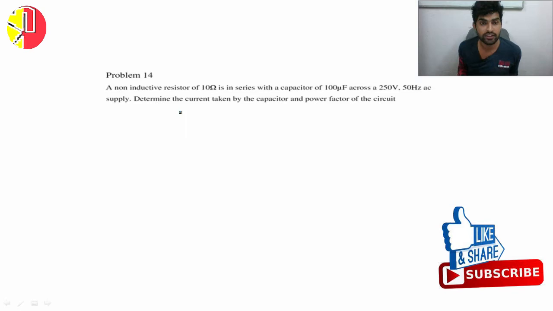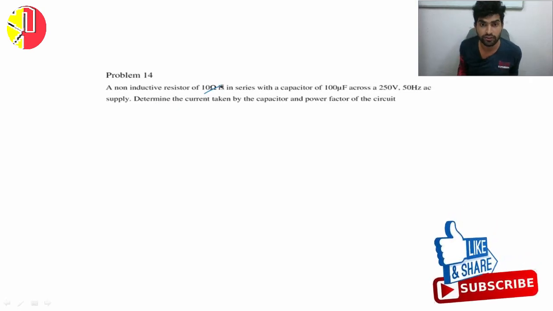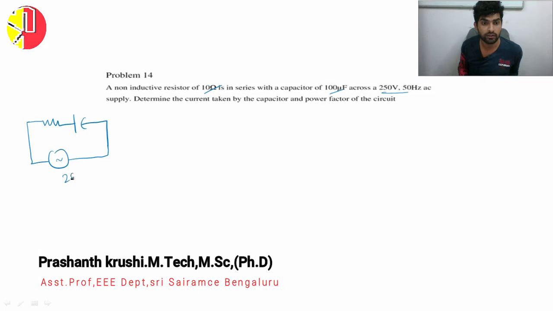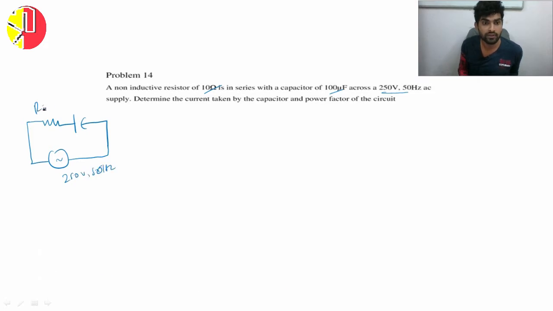Let's see the problem. A non-inductive resistor of 10 ohm is in series with a capacitor of 100 microfarad across a 250 volt 50 hertz AC supply. So we'll draw the diagram now for this question. There is a resistance and capacitance connected in series across a 250 volt 50 hertz supply, right? So the resistance value is 10 ohm and capacitance is 100 microfarad, right?